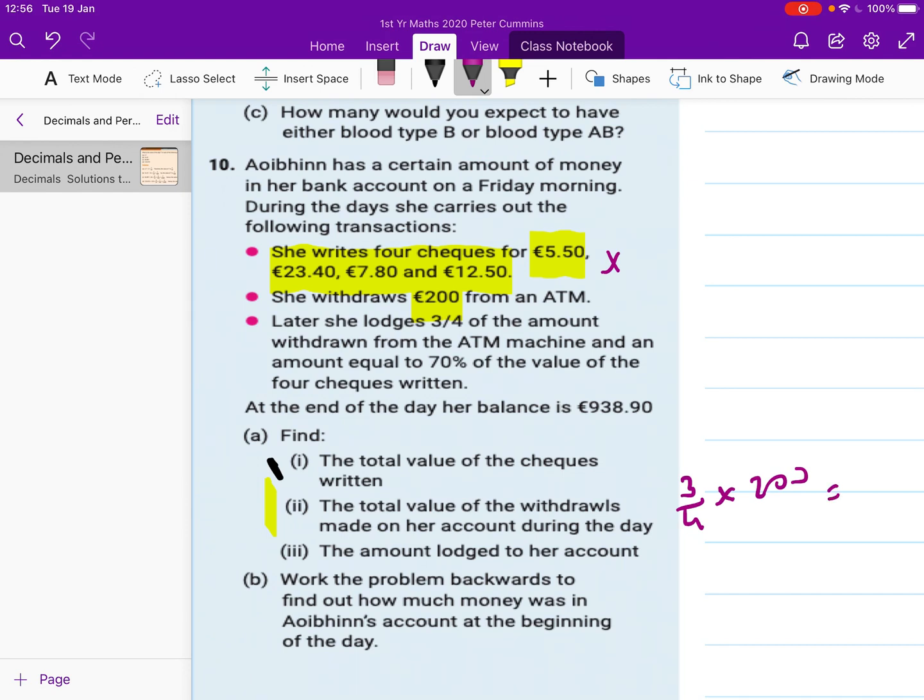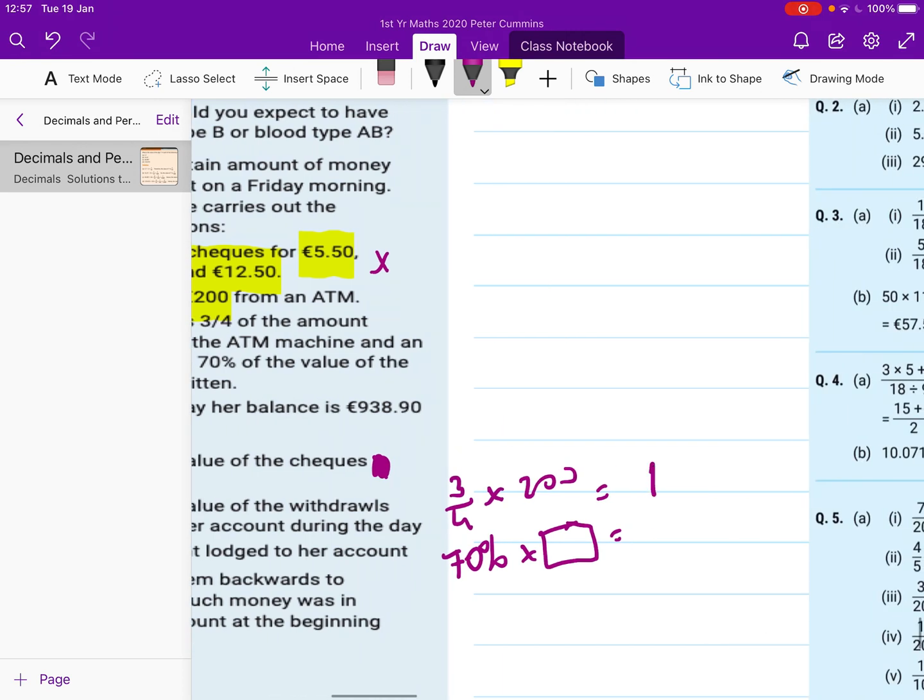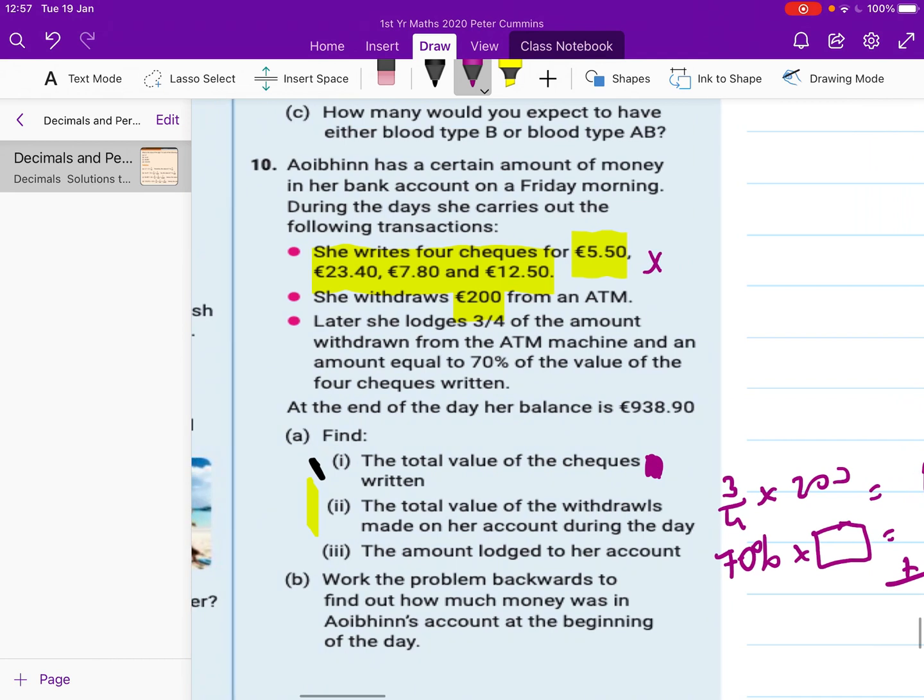And then she also lodged 70% of the value of the 4 checks written. So whatever answer you got for the total value of the checks written, you're going to go 70% multiplied by whatever that answer is and get your answer. And you're going to have an answer here, add them up, and that's going to give you the answer to part 3.